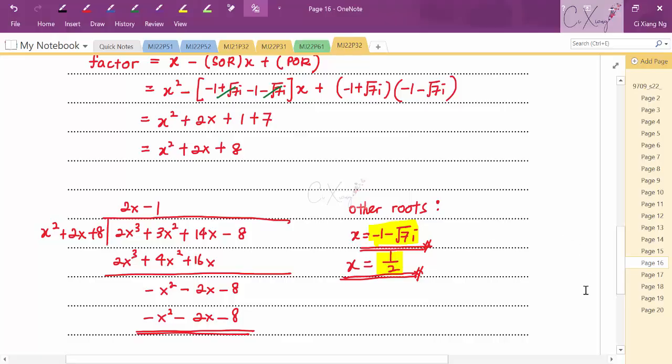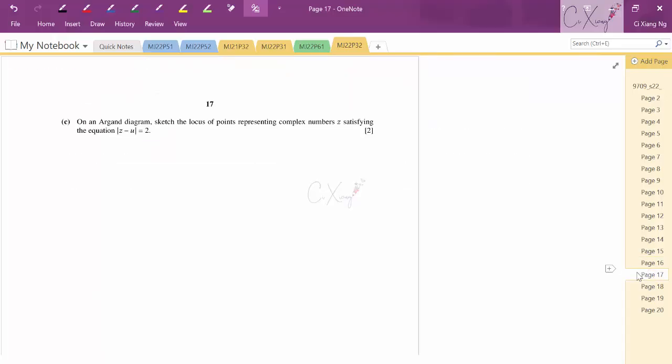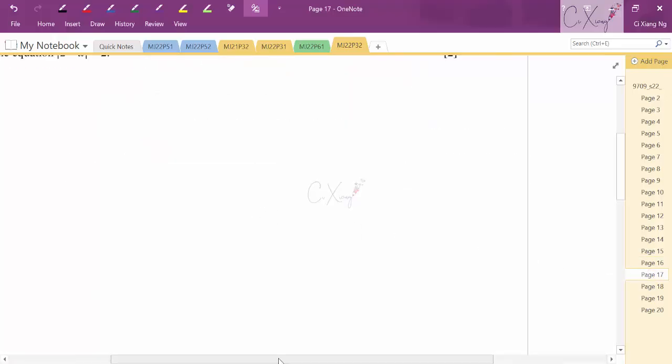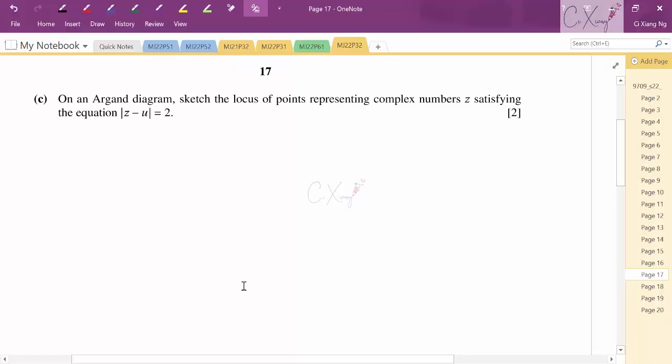Okay, and now let us proceed to part C. For part C, they want us to sketch the locus that represents the equation modulus of z minus u equals 2. If we write it out in detail, it should be modulus of z minus u, where u is negative 1 plus square root 7i, and that equals 2. So generally this will be a circle where the center is negative 1 and square root 7, and the radius is 2.